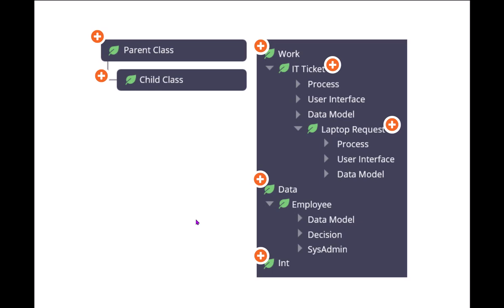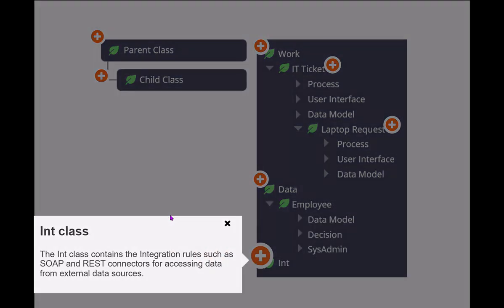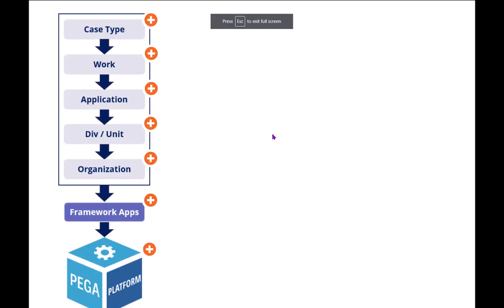Coming to int classes, the int layer contains the integration assets. For example, you want to get data from a third party web server or a third party application system, third party database. In such cases, all the integration related assets, connector rules, and service rules will be created in the int layer. So this is the class hierarchy.